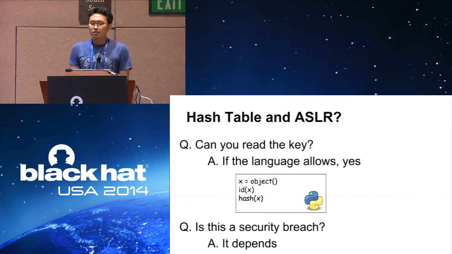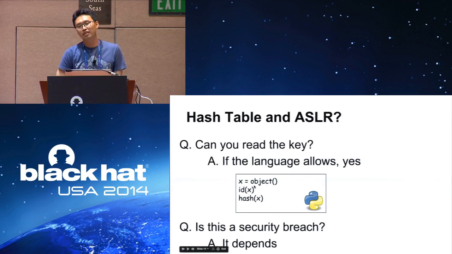So as I mentioned, the key can be used as memory addresses. So the question is, can you actually read the key? The answer is, if the language allows, yes. If you're familiar with Python, you can simply create a general object with x equals object. And if you get the ID of this object or try to get the hash of this object, then it is simply returning most of the address bits.